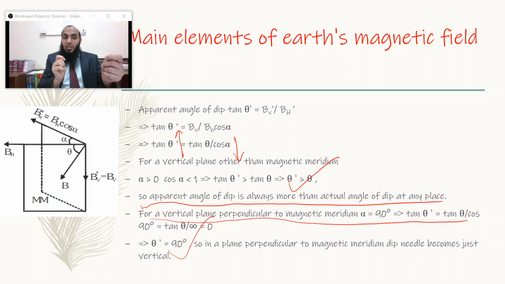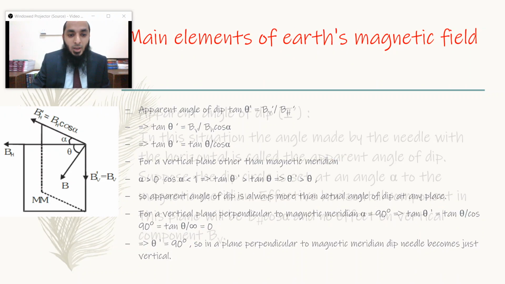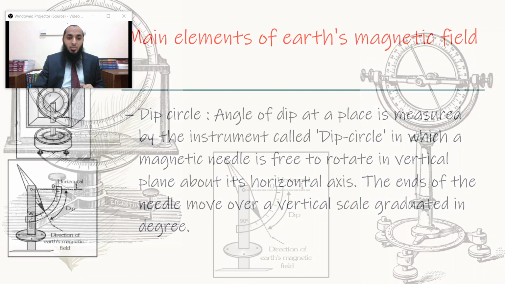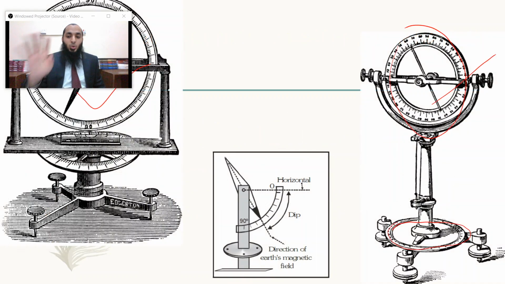So you need to rotate the dip circle in such a way that finally you get the plane in which the magnetic meridian is vertical. Is that clear? That means this plane is perpendicular to the magnetic meridian. So I'll show you in this figure. Let's go back to the figure of angle of dip. Yes, this shows better.